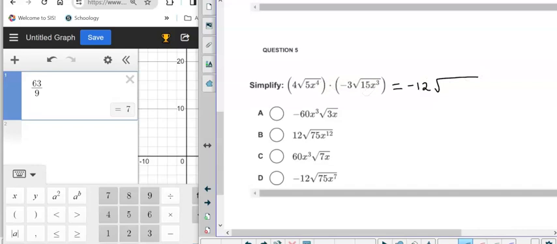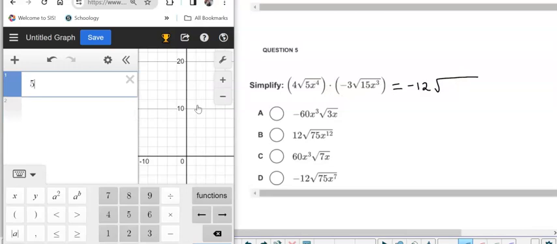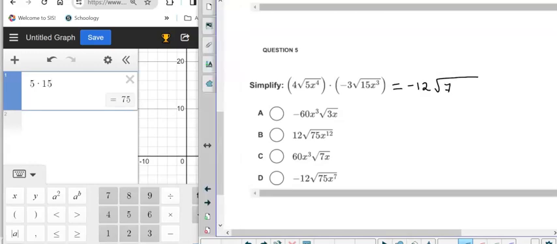And then I'm going to do the same thing for the numbers on the inside. So I'm going to do 5 times 15. I believe that's 75. I did this problem so many times today, I forgot. 5 times 15, yeah, that's 75. And then x to the 4, 5, 6, 7. There you go.